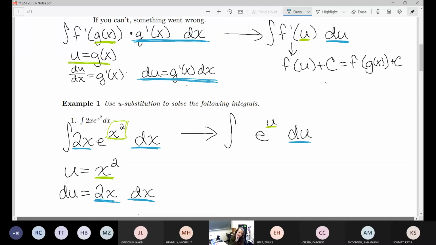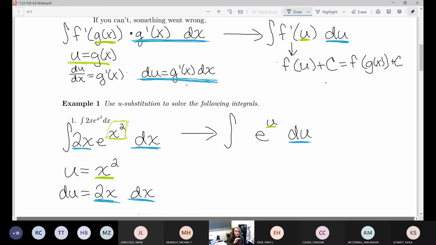So essentially we've said let u be x squared, we found its derivative, and we replaced a bunch of stuff with those u notations now. Are there questions about that? Okay. Feel free to stop me if there are.